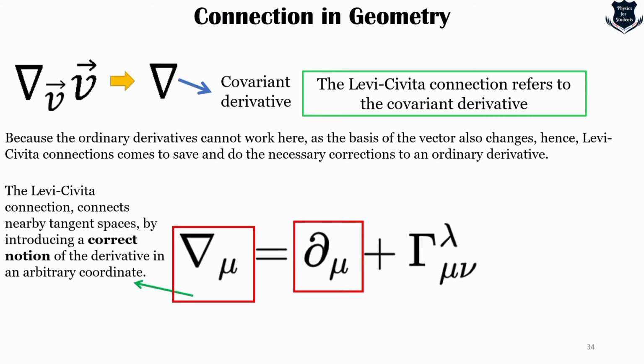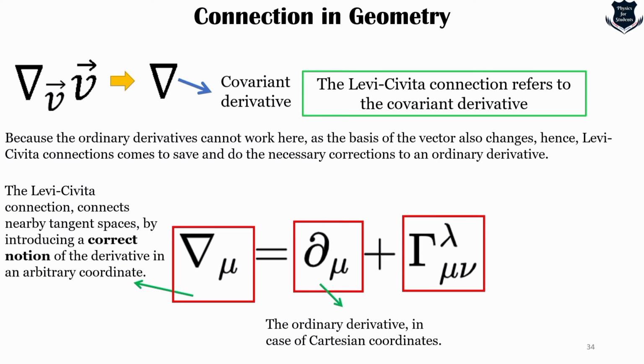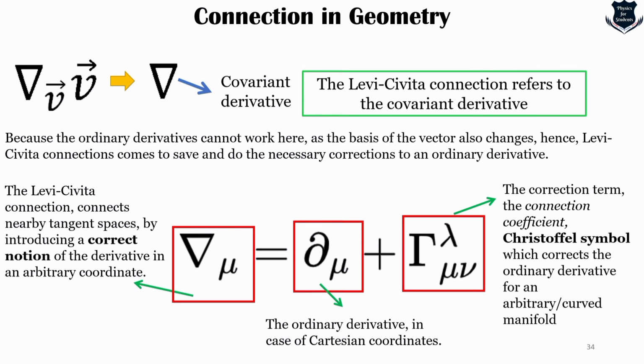So we look at the second component, which is pretty easy. This is basically the ordinary derivative, which is defined on a tangent space, for example in Cartesian coordinates. And this gamma term is a correction term. Remember, it is a correction term called the connection coefficient or Christoffel symbol, and it corrects the ordinary derivative for an arbitrary manifold or coordinate system. Here, note that the indices really don't make any sense on their own. This is because the covariant derivative is an operator that needs to act on something. So all in all, this is a connection.